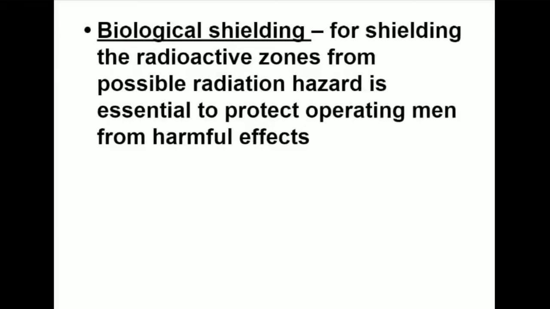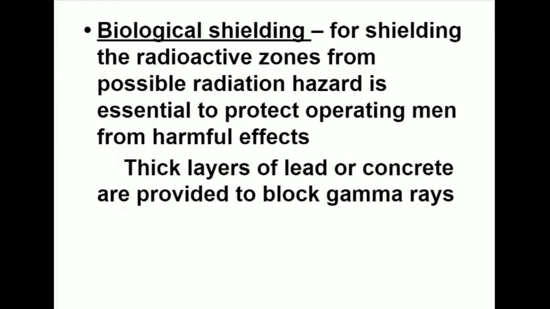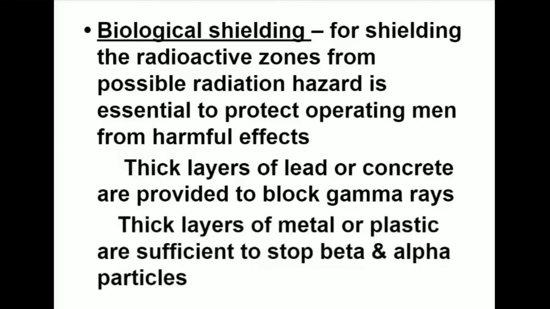Then biological shielding. Shielding the radioactive zones from the possible radiation hazard is essential to protect the operating person from harmful effects of radiation. Thick layers of lead or concrete are provided to block gamma rays. Thick layers of metal or plastic are sufficient to stop beta and alpha particles.